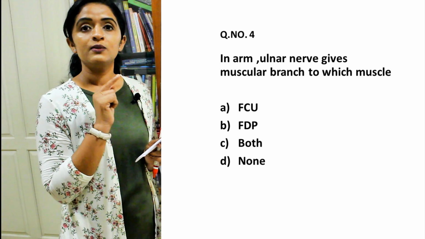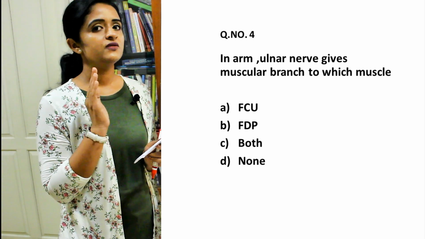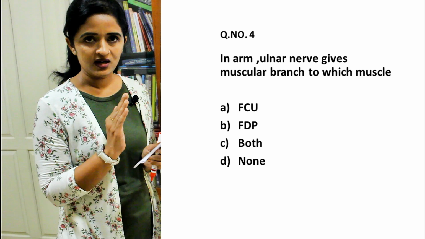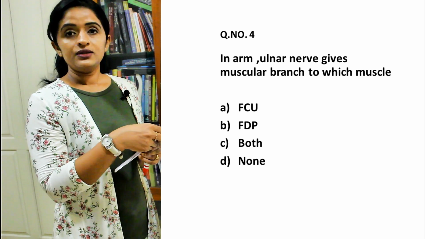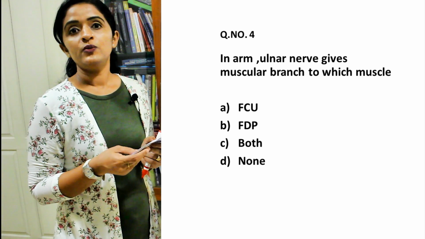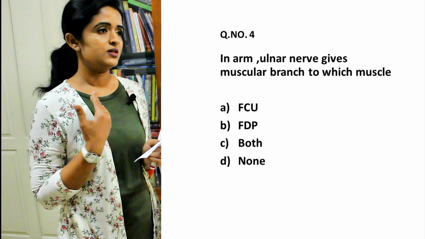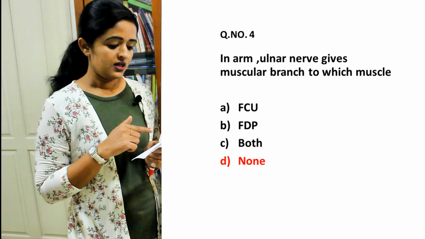They are asking muscular branches in the arm. Ulnar nerve is not giving any branches in the arm. So the answer is none. The next question is, what do you mean by ulnar paradox? We have discussed in detail about ulnar paradox.